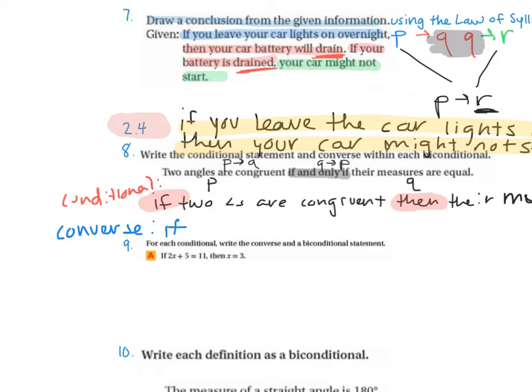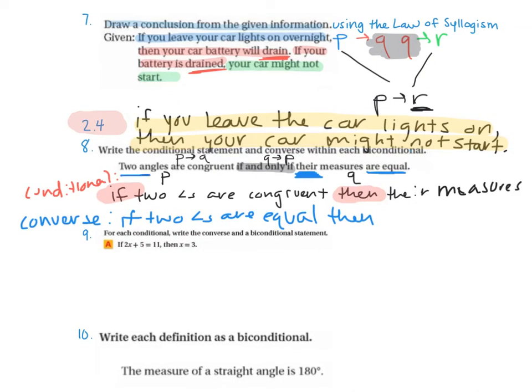Their measures are equal, so if two angles, now I'm just replacing "they" with "two angles" because that's what we're talking about, the two angles. So if two angles are equal, then we would say the P, the two angles are congruent. So that's our conditional and converse determined from the biconditional, which was given.